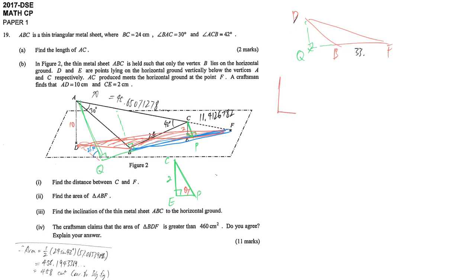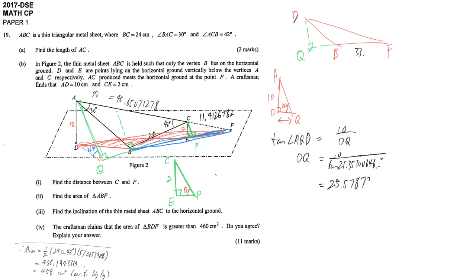To consider DQ, we consider the ADQ, this plane again. This is 10, the inclination 21.4. So we can find out DQ very easily by using tangent ratio. Tangent angle AQD, that means your answer in part B3, is equal to opposite divided by adjacent. We get this length. It seems make sense, and then we are going to calculate the area of triangle BDF.